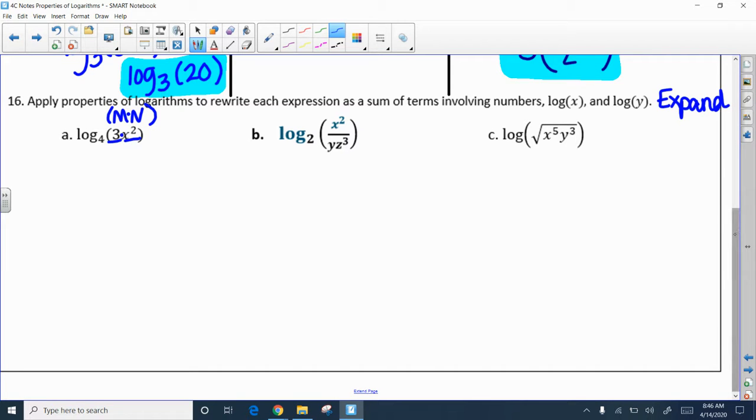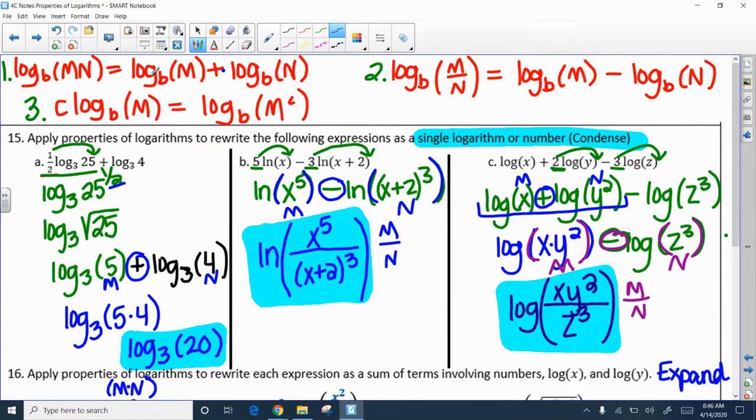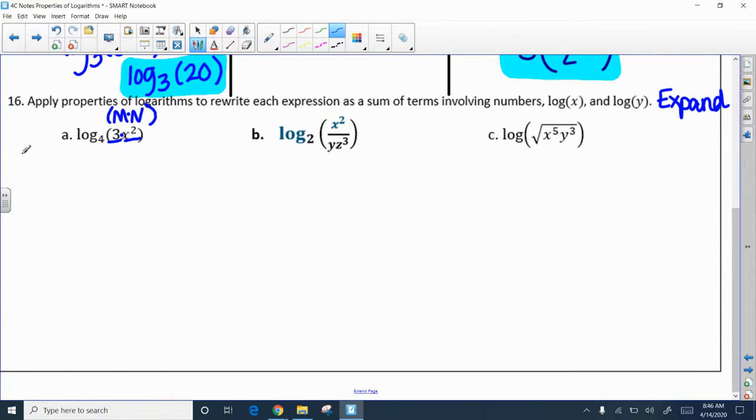So I'm going to scroll up here. I'm using property number 1 right here. So if it's written as log base b of m times n, I can rewrite it as two separate logarithms, log base b of m plus log base b of n. So when I rewrite this, I'm going to have log base 4 of 3 plus, a plus sign in between since m times n was multiplied, plus log base 4 of x squared.